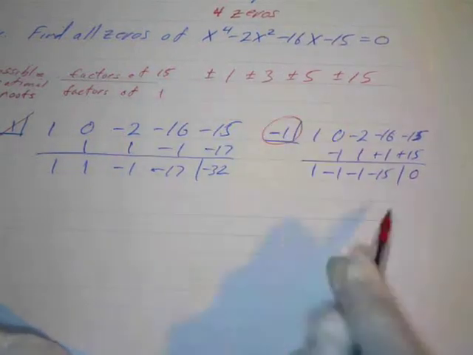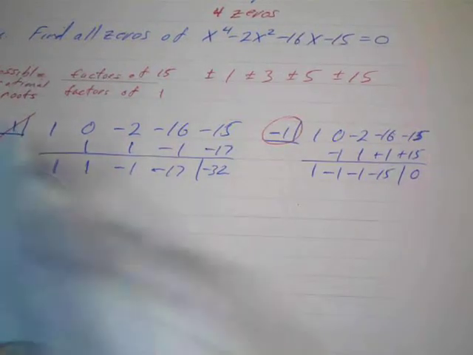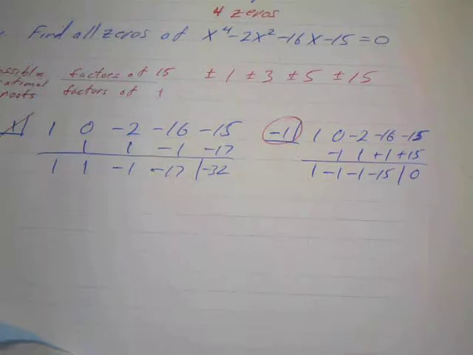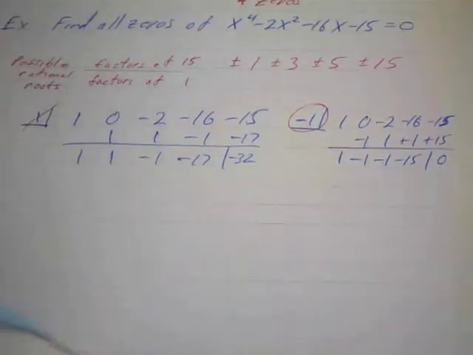Now again, it could be a repeated root. This is not a root. It's not a possibility, but negative 1 could go in there again. But we'll just try. We'll just try our next possibility. So now we've got this. Now we've got a reduced equation.